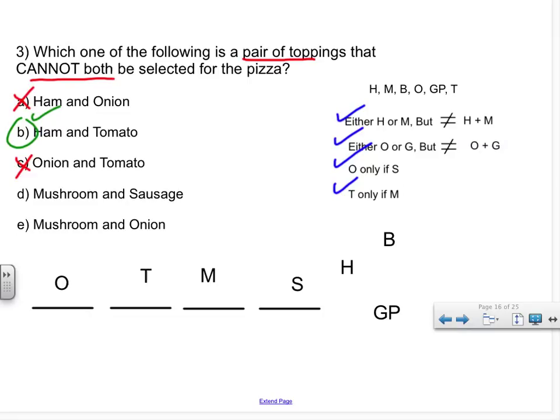D, mushroom and sausage. So let's put mushroom and sausage in the first two places. And what else could we have? I know that I need O or G, so let's put O, so it's together with S. And let's try B. I believe T would also work. Let's give this a shot. So H or M, we've got M. O or G, we've got O. O only if S. And T is not in the diagram, so we met that condition.